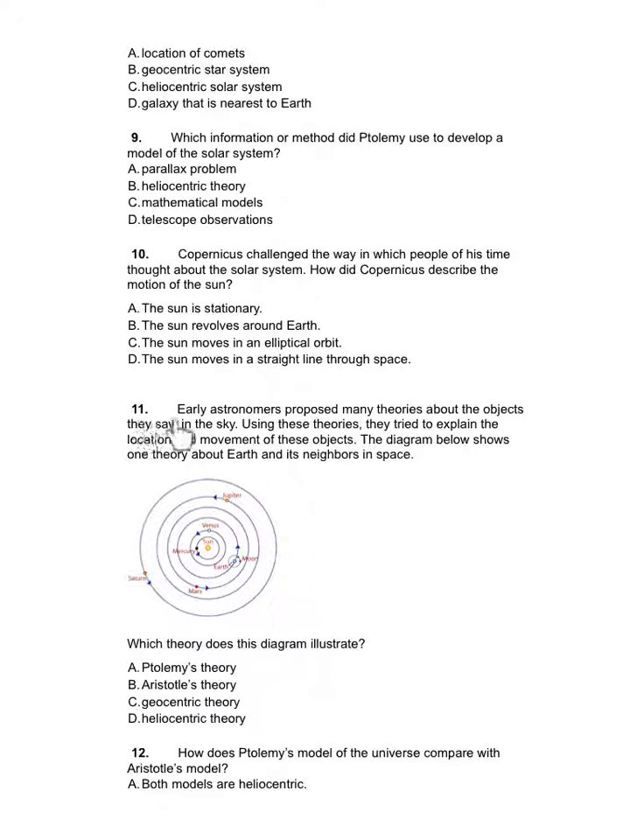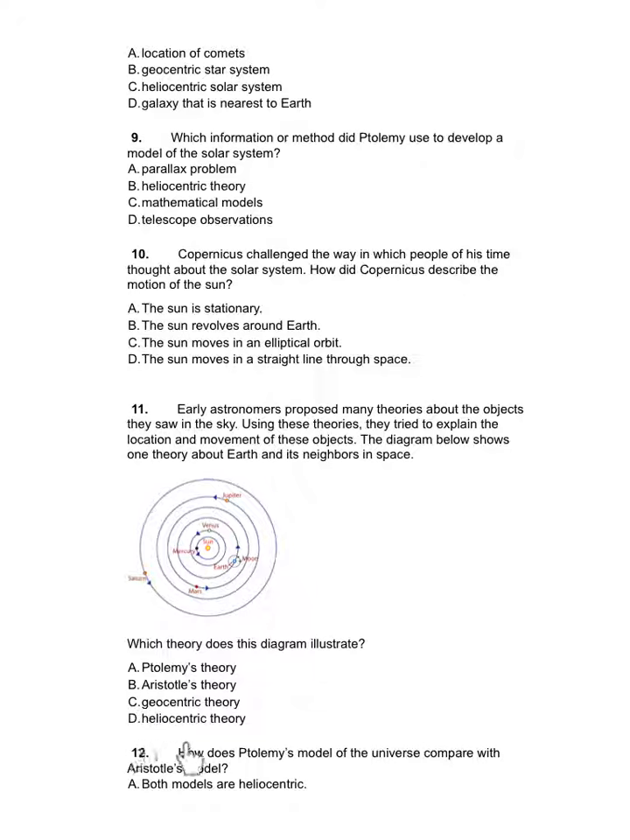Number 11. Early astronomers proposed many theories about the objects they saw in the sky. Using these theories, they tried to explain the location and movement of these objects. The diagram below shows one theory about Earth and its neighbors in space. Which theory does this diagram illustrate? A. Ptolemy's theory. B. Aristotle's theory. C. Geocentric theory. D. Heliocentric theory.